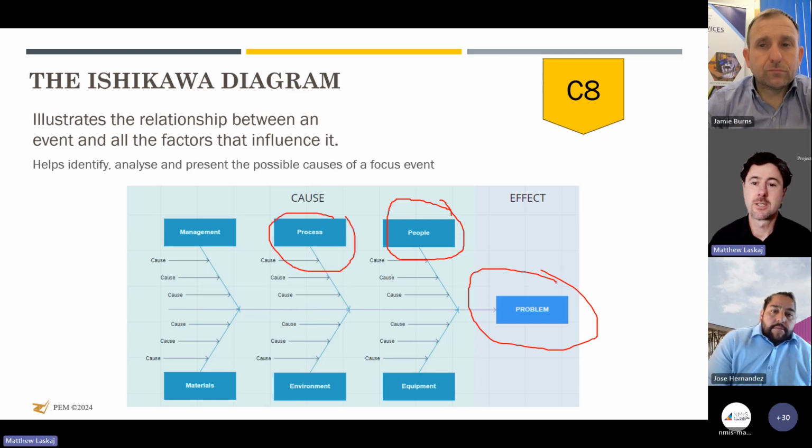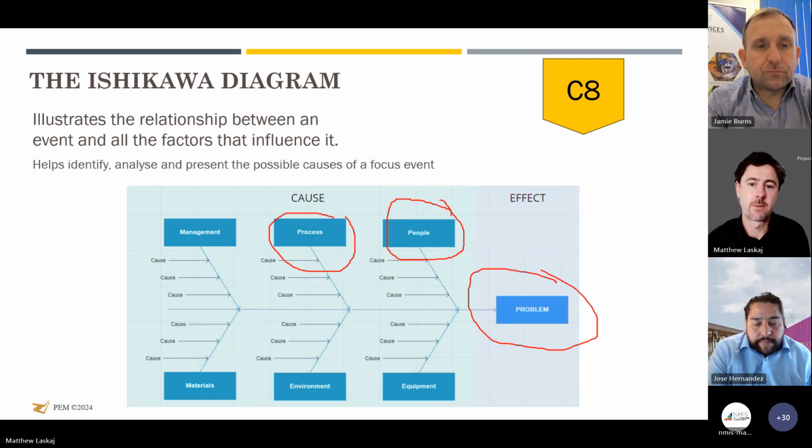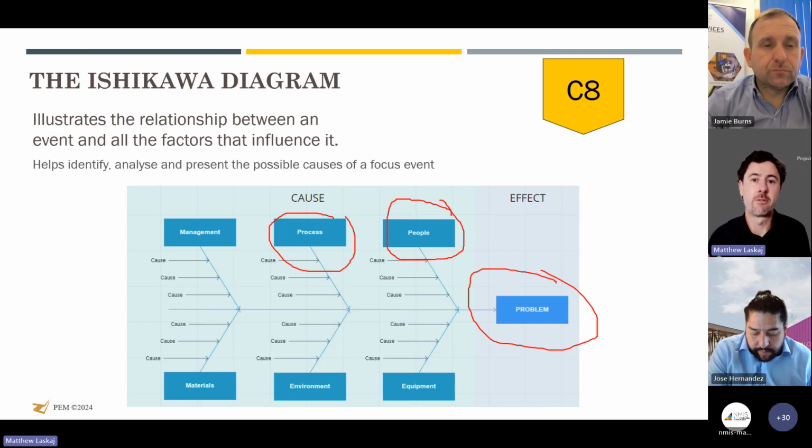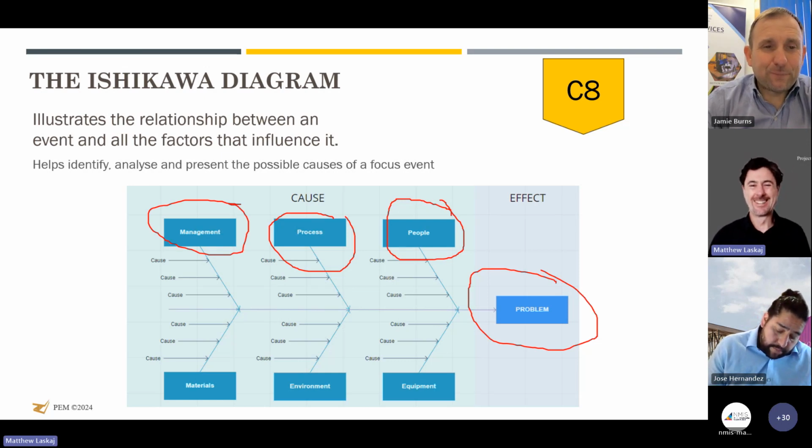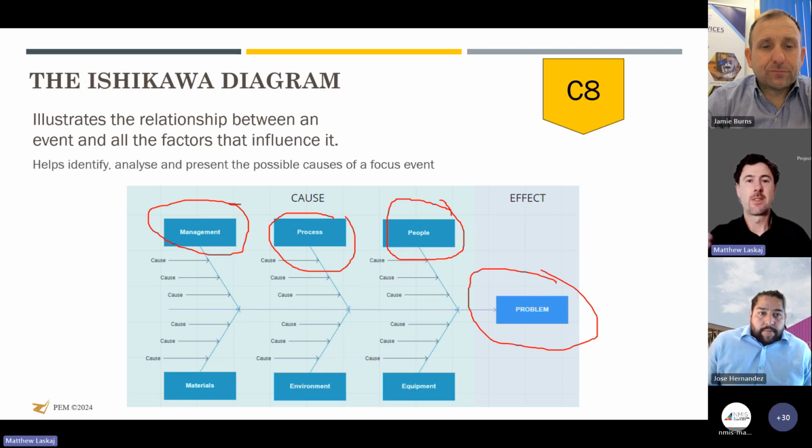For example, process. What is a process that could have stopped my fan working? Well, we didn't have a written procedure. We then move to our favorite one, management. How can we blame management for doing it? And as Jamie just said, didn't have time. Priorities.